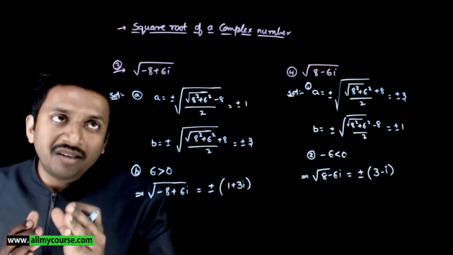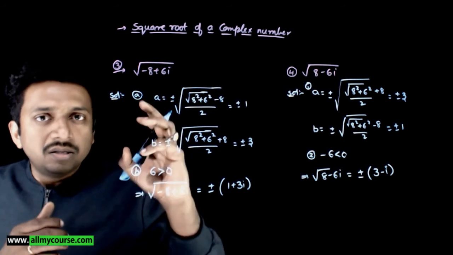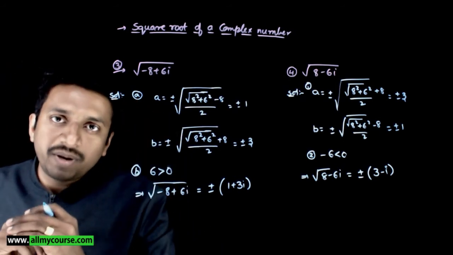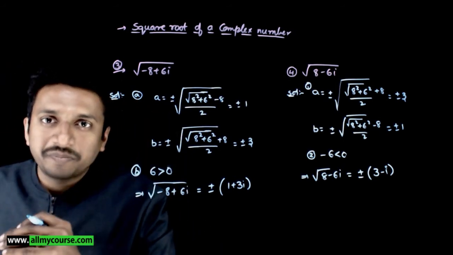So in this way, whatever numbers are given, you can find the square root of the given complex number in 2 simple steps. Thank you.